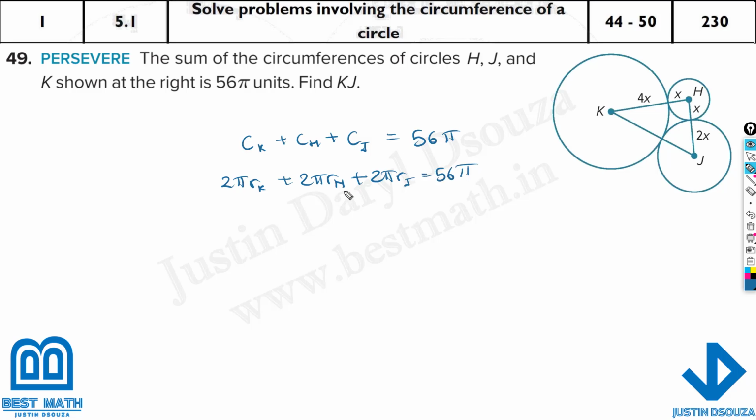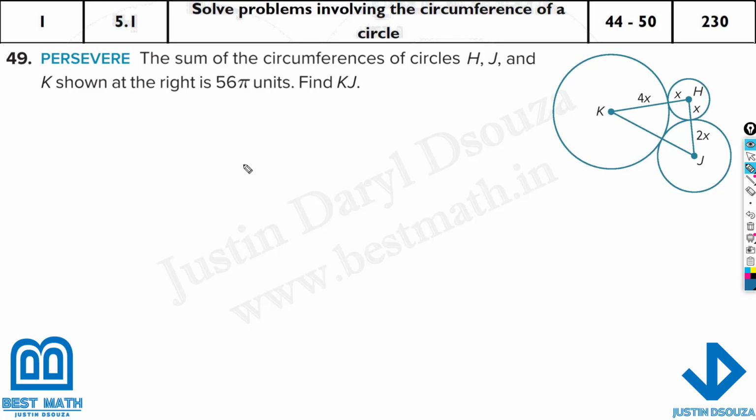Wait, this and all is not required. I'm just trying to make you understand if you're confused or something. Now here, what's the radius? The radius is 4x, isn't it, for K? So it's 2 pi multiplied by 4x plus, what about this H? H is 2 pi x plus 2 pi 2x. That is equal to 56 pi. If you put this in the calculator, you get it. But instead of all this, I'll tell you an easier method.